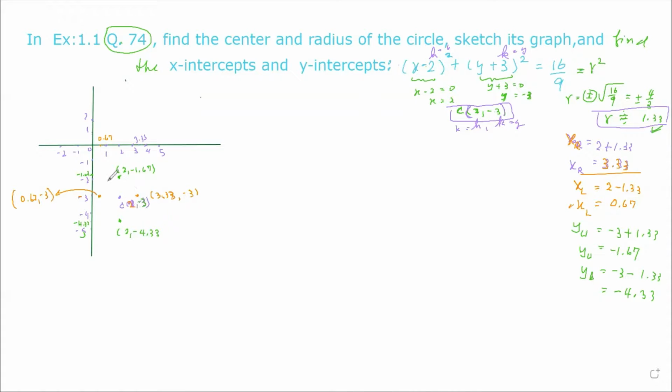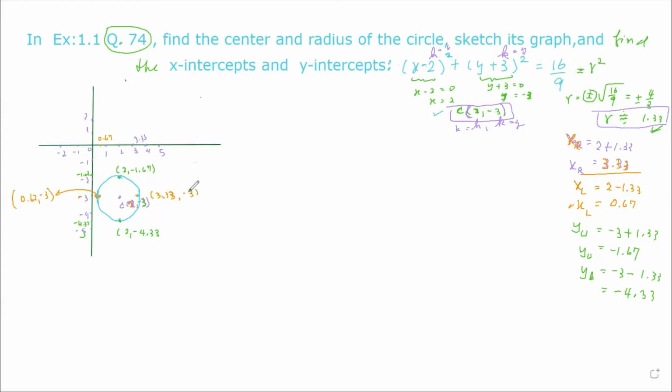Once you have these 4 points, you can start to plot the graph. You join the points. It's a circle, which has a center at 2, negative 3, and the radius from here is going to be 1.33.